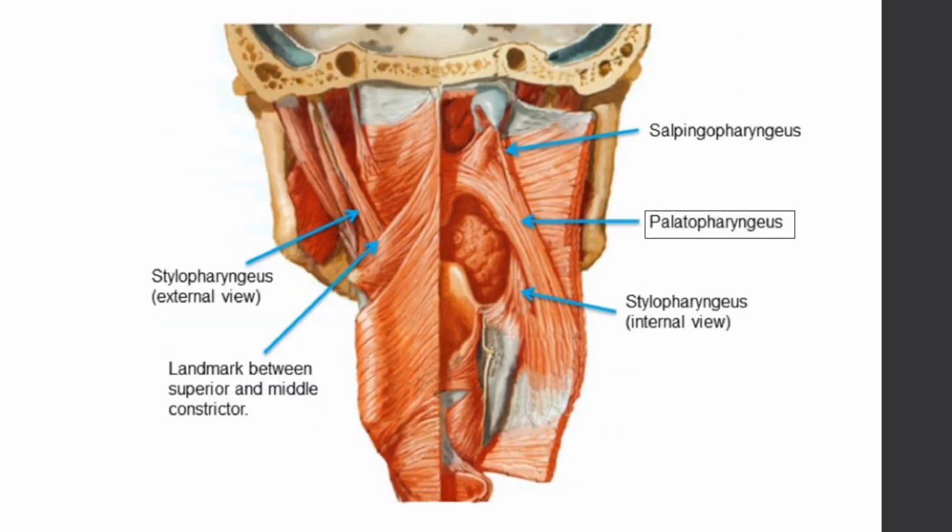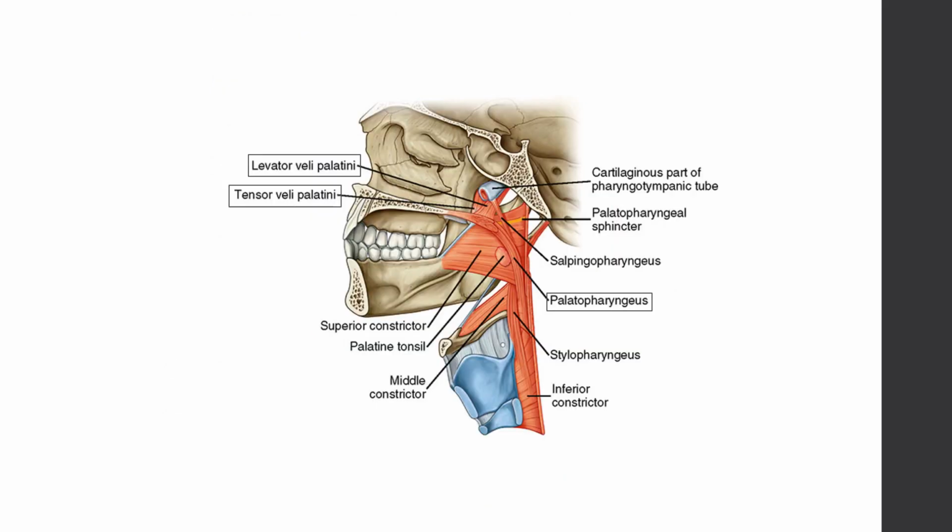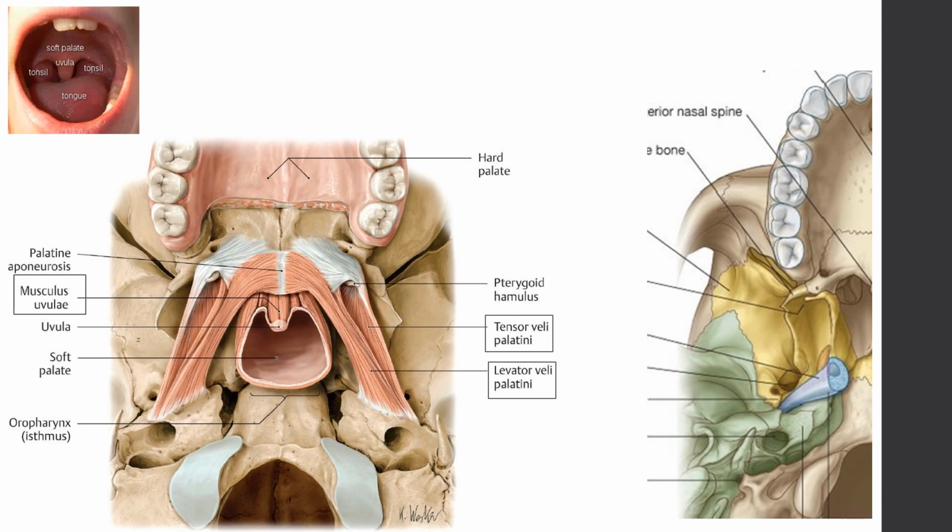The palatopharyngeus muscle also originates from the soft palate and extends into the pharynx. Here you can see the insertion of the palatopharyngeus muscle. It inserts into the lateral wall of the pharynx. Some of its fibers insert onto the thyroid cartilage. In this diagram, you can see the palatopharyngeus muscle extending from the soft palate to the pharynx, as well as the levator veli palatini muscle here and the tensor veli palatini muscle here. In this diagram, you can see the tensor veli palatini, levator veli palatini, and the musculus uvuli muscle.